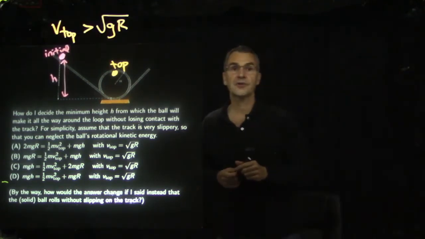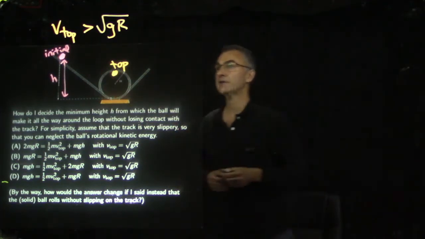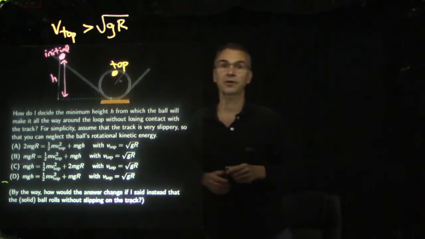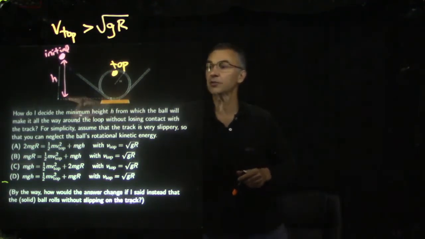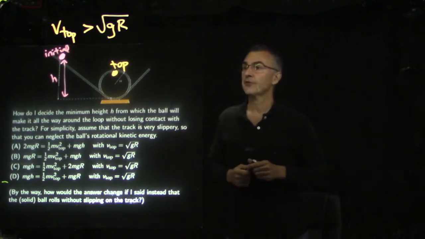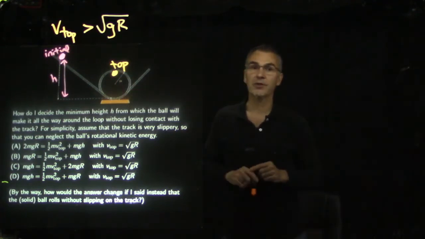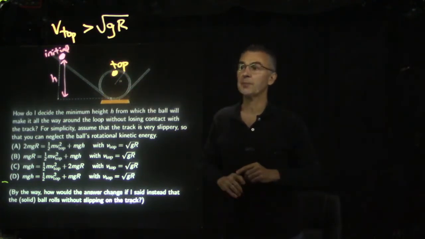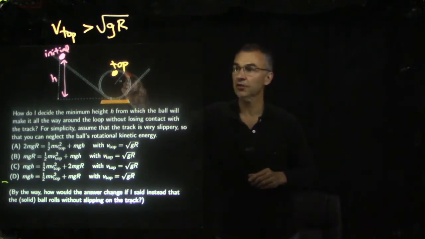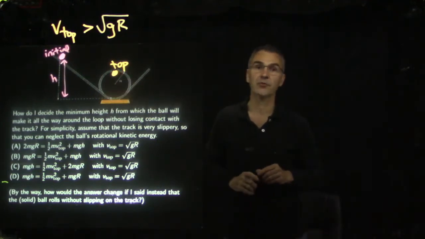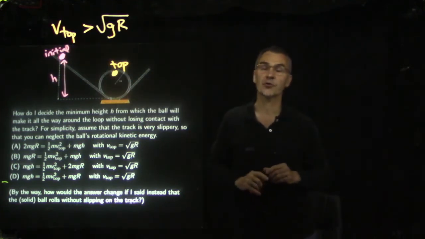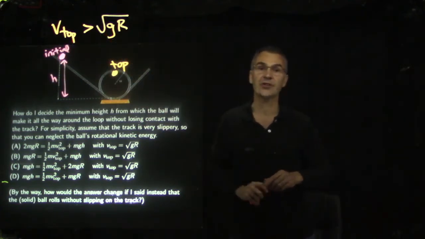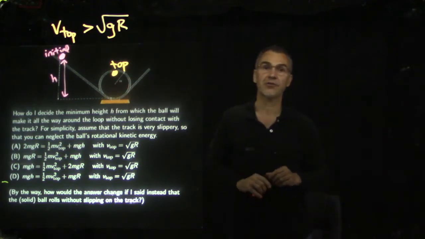So let's consider the balance of energy between the initial state when the ball is at rest at its starting position at height h above the ground level, at height h above the bottom of the loop-de-loop, versus the state which seems to be the critical point when we are at the top of the loop-de-loop, because the whole point is that we want to have enough speed at the top of the loop-de-loop that we make it around. That means our speed at the top of the loop-de-loop has to be bigger than the square root of gr, where r is the radius of the loop.